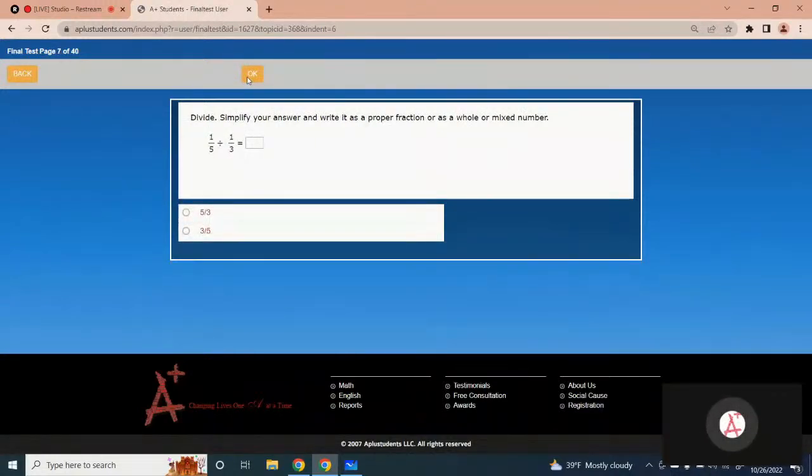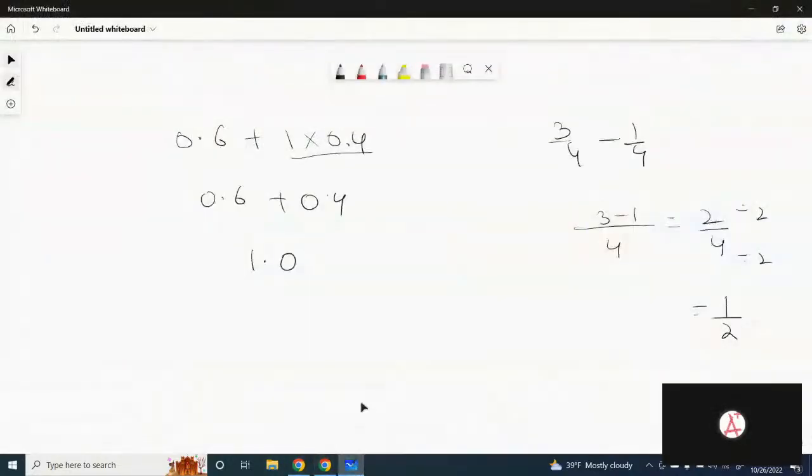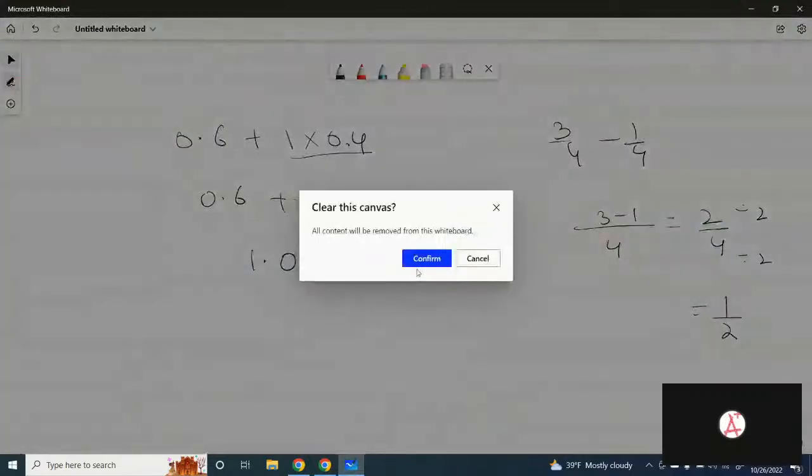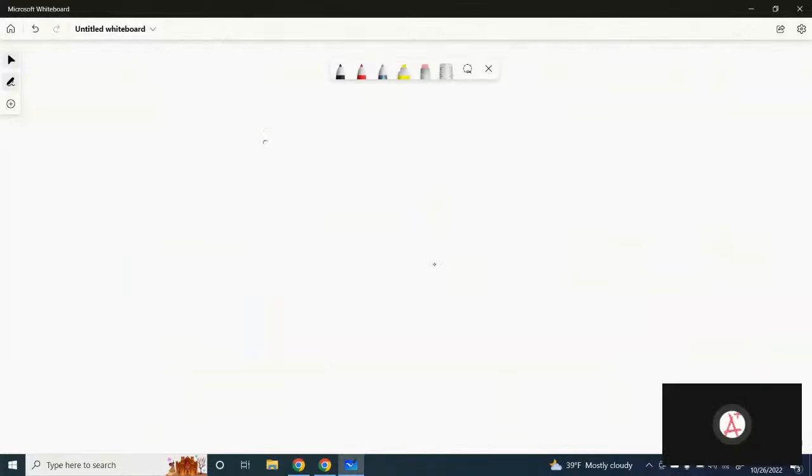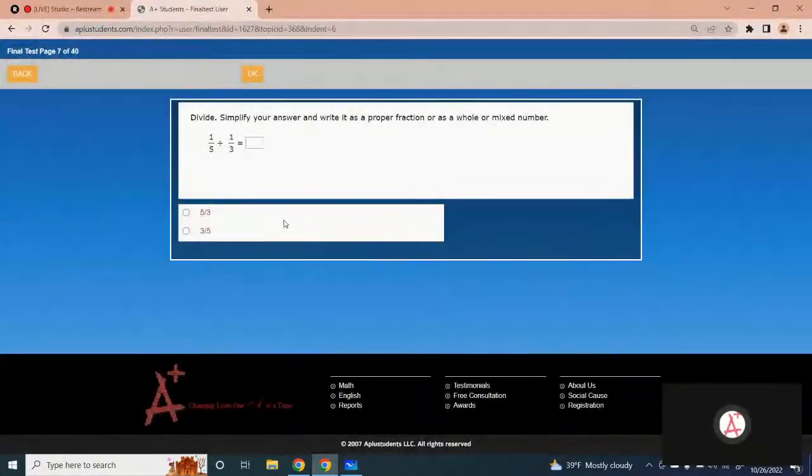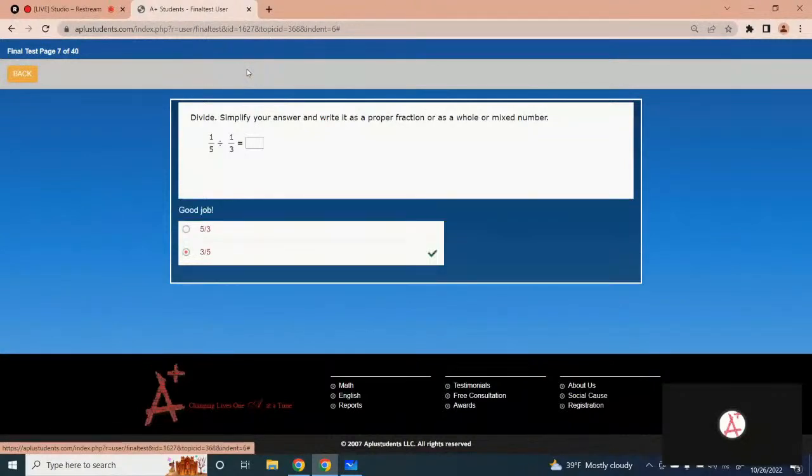Okay, divide. Simplify your answer or write in proper fraction. Okay, 1 by 5 divided by 1 by 3. So you need to change that division sign to the multiplication one, and you have to take the reciprocal of the fraction right after. Got it? So it would be 3 times 1 is 3 and 5 times 1 is 5. So it is 3 over 5. Got it? So just select the correct option and then click on the OK button.